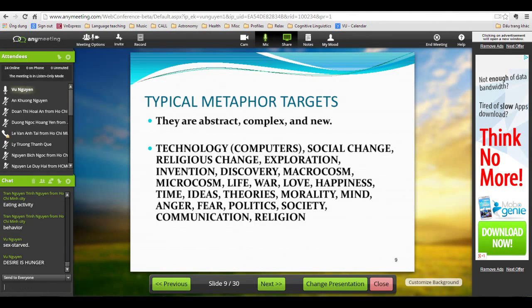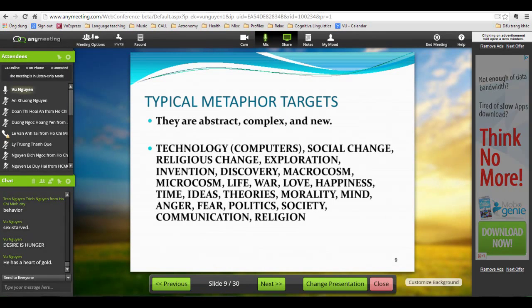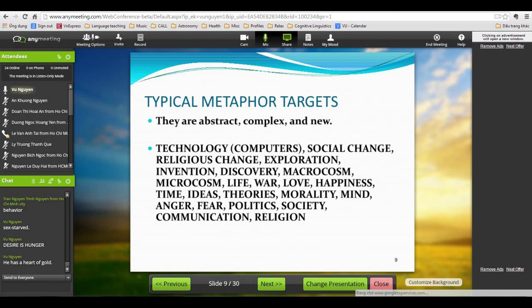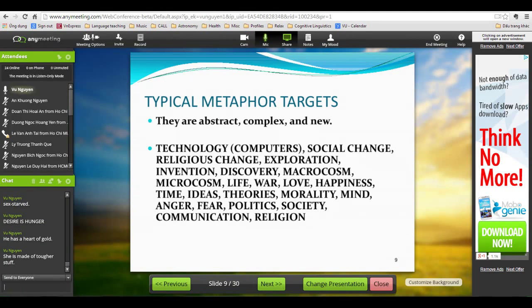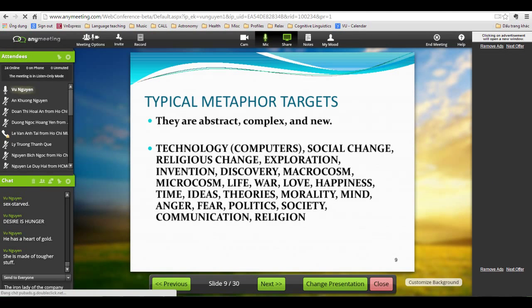Now, look at the expression: he has a heart of gold, and she's made of tougher stuff, or sometimes we say she's the Iron Lady. Right, the Iron Lady of the company.